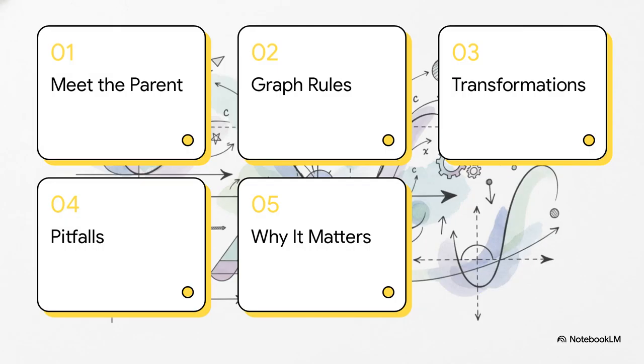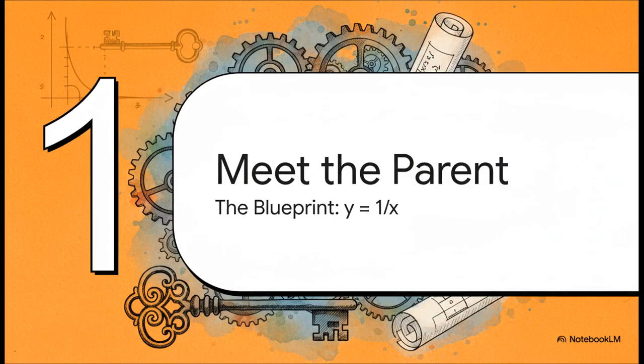So here's our game plan. First, we'll meet the original, the parent function. Then we'll get into the invisible rules that control it. After that, we'll see it in action, moving it all over the place. We'll point out a couple of common traps to avoid, and then we'll bring it all home and see why this shape really matters. Okay, let's start at the very beginning with the parent function.